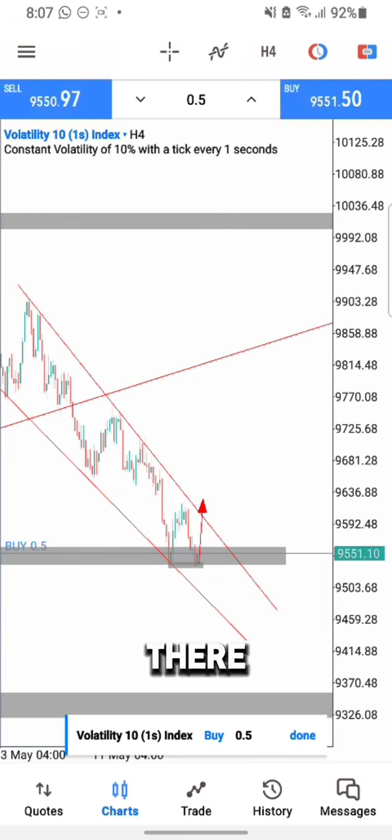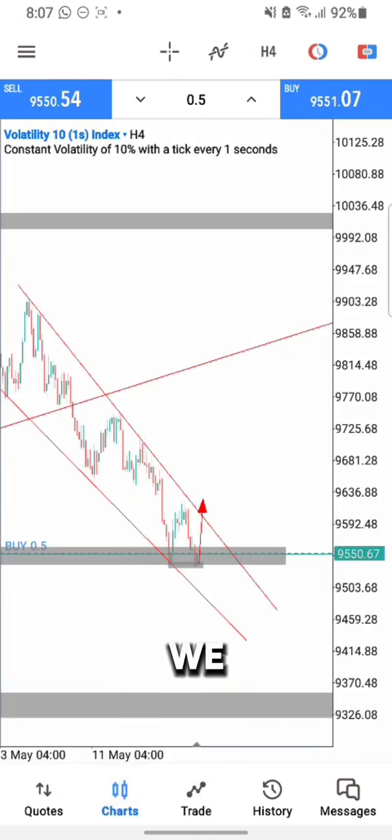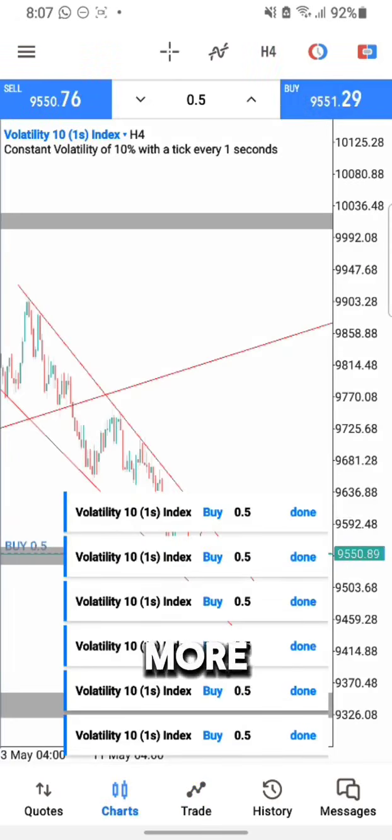However, there was more like a harami pattern. If you don't know what a harami pattern is, I'm going to do another video of candlestick formations that you can use to confirm. So after that we enter our position. As you can see right now we are in 62 cents loss, and then let's enter more positions.